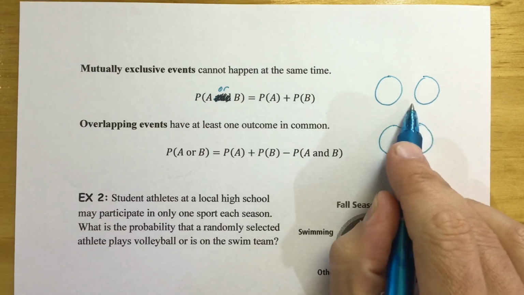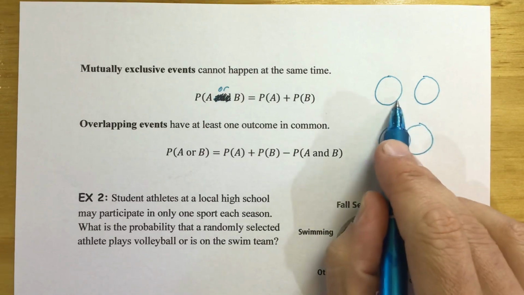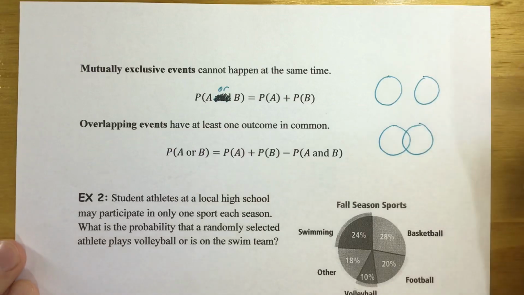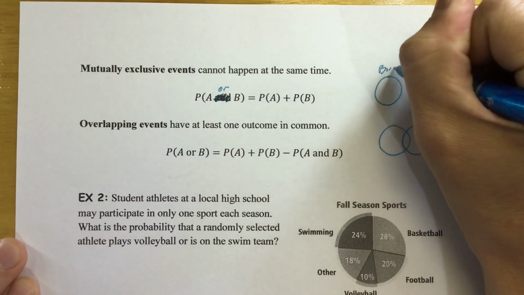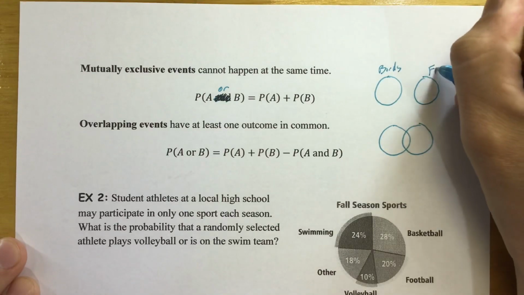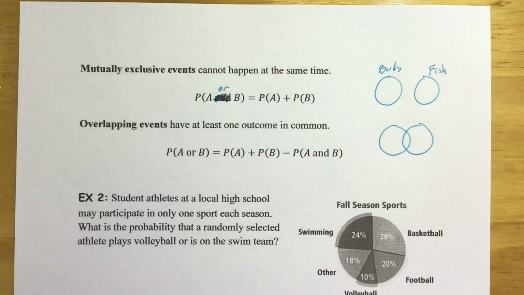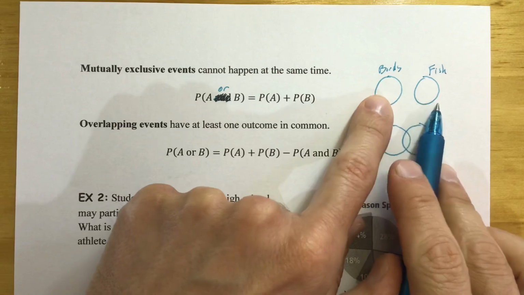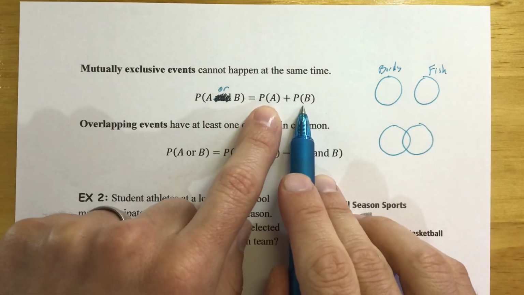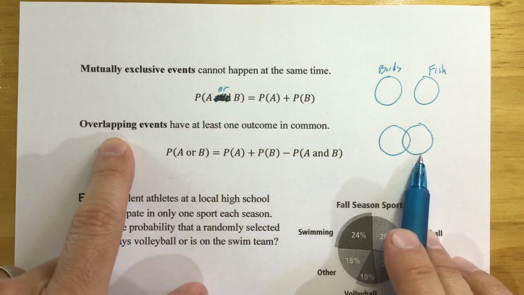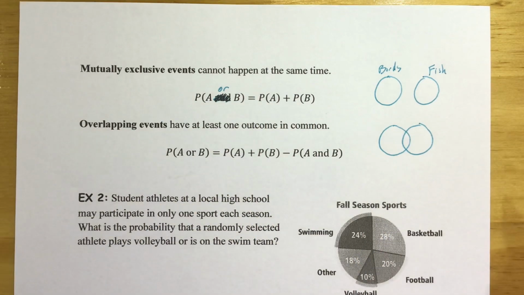Exclusive things could be like, you know, one circle could be birds. The next circle could be fish, birds and fish. Okay, what is the probability that we randomly select an animal and it's a bird or a fish? These are completely different things, okay? So what you do is you take their individual probabilities and you just add them together. Okay, if you have an overlapping situation, there's a chance that something's the same.